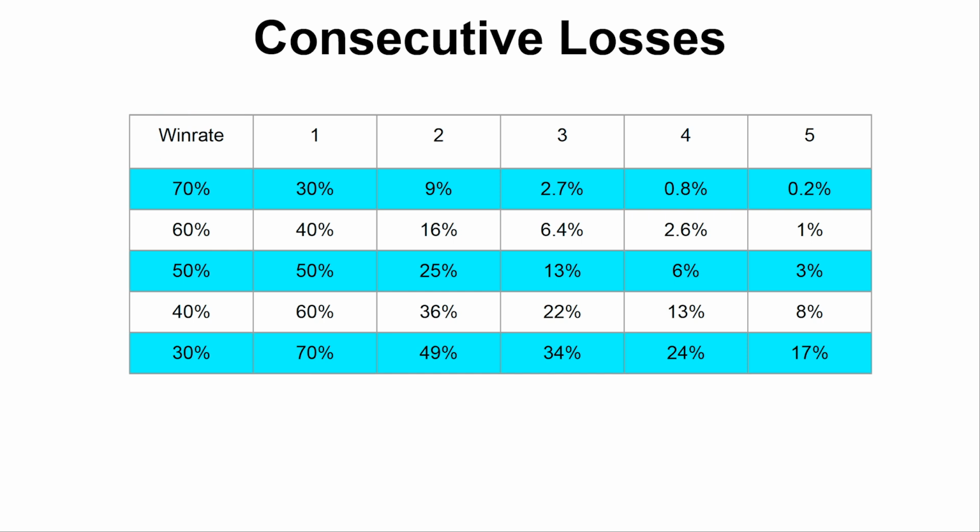With a win rate of 50%, there is a 3% chance that you will go on a 5-trade losing streak. That means that at any point in time, there's a 3% chance that you will lose the next 5 trades in a row. Yes, even if you're on a hot streak and compounding your portfolio like crazy, there is a non-zero chance that you will go on a losing streak. You can see just how much that percentage increases the lower your win rate.